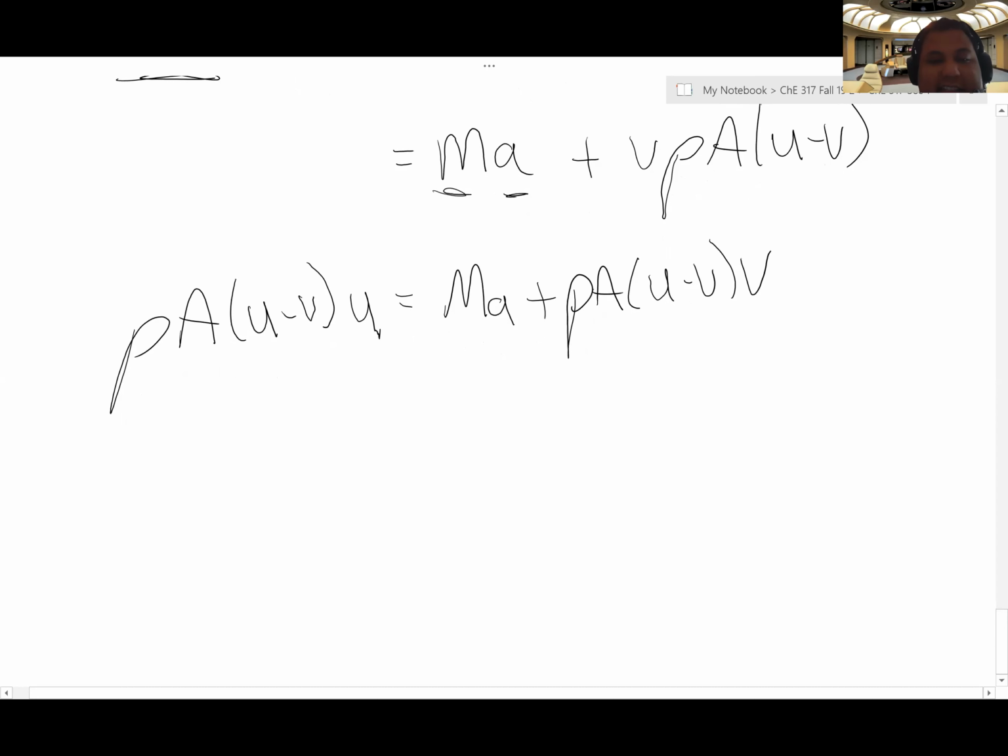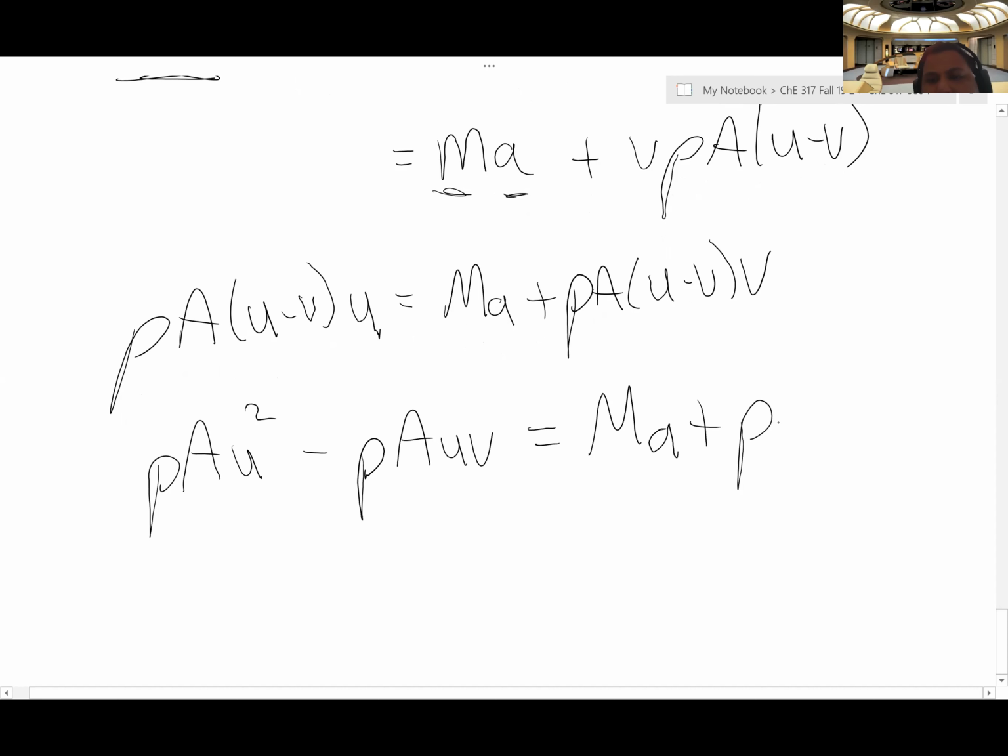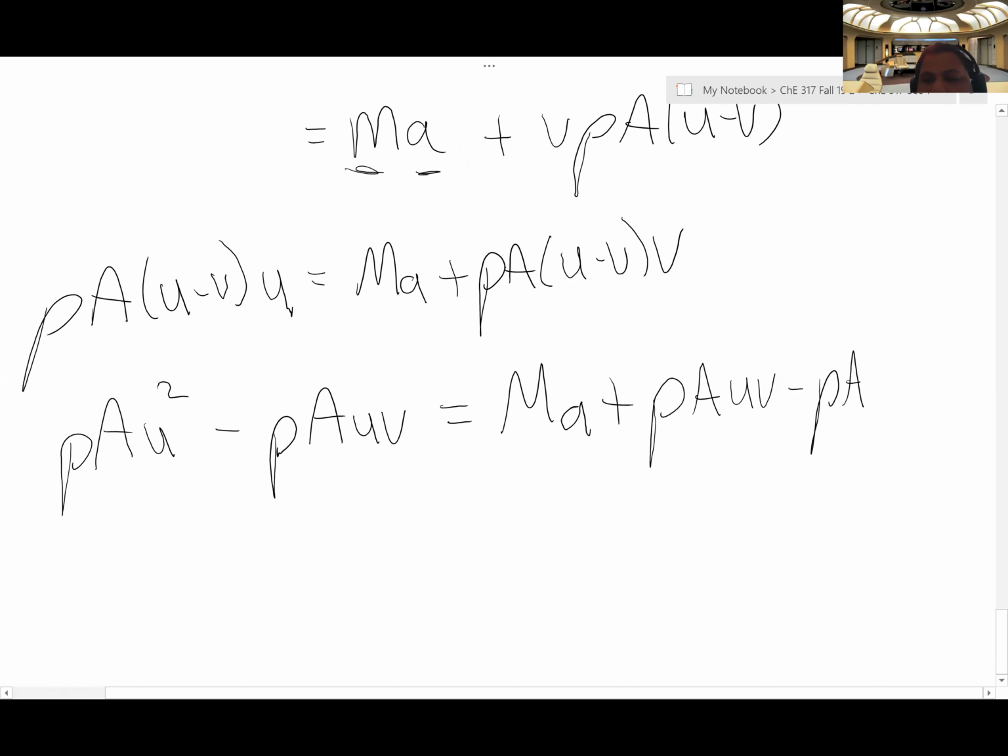And so if we distribute all these terms, let's see if we can do this real quick. So we have rho A u squared minus rho A uv equals m times a plus rho A uv minus rho A v squared.